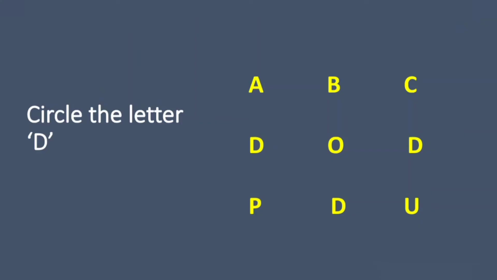Circle the letter D. We came to the classes. The first one, what is that? The capital letter. What is the first letter? That's the capital letter A. The next one, capital letter B. The next one, capital letter C. You all learned in the previous classes. The next one, the capital letter D. Yes, circle it.